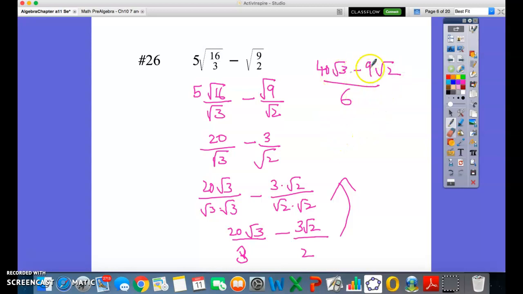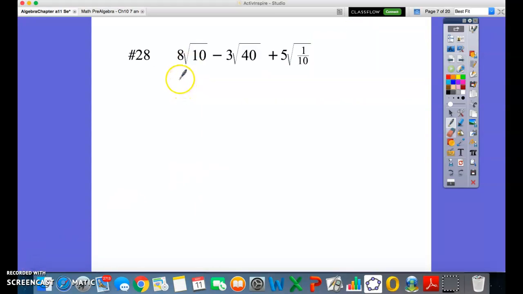So the answer, so you cannot simplify because they are like, you can actually simplify, no, you cannot. So this is the answer. Square root of 3 and square root of 2 are two different radicals. They are not like terms. We cannot simplify. So this is the simplified form.